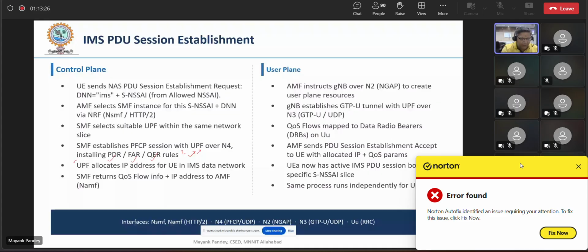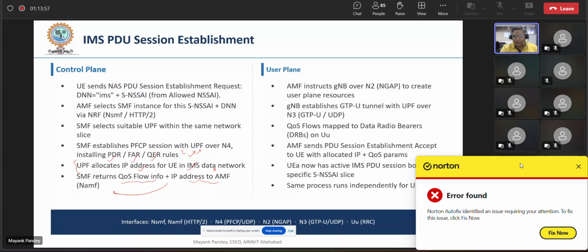Now after this, the UPF allocates the IP address for the UE in the IMS data network, and then the SMF returns the QoS flow info and IP address to the AMF, the access and mobility management function. Now whatever the SMF has done for the UPF has been informed to the AMF, same like you have established the default or dedicated bearer and you informed everything to the MME. Same thing is happening.